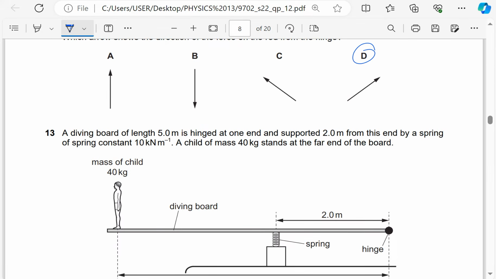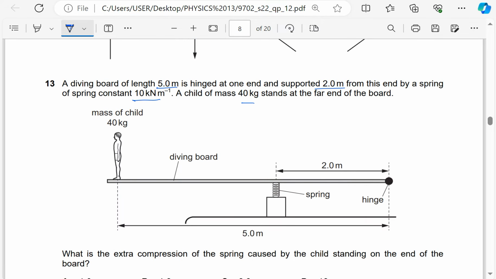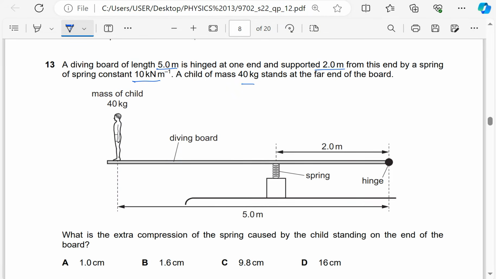A diving board of length 5 meters is hinged at one end and supported 2 meters from this end by a spring of spring constant 10 kilonewtons per meter. A child of mass 40 kilograms stands at the far end of the board. So the weight of the child is going to be mass times g, which is 40 times 9.81.